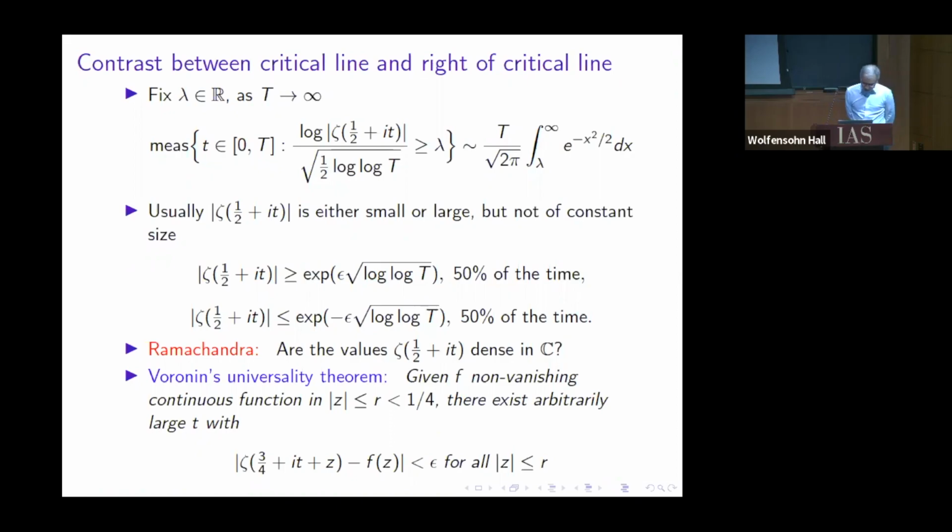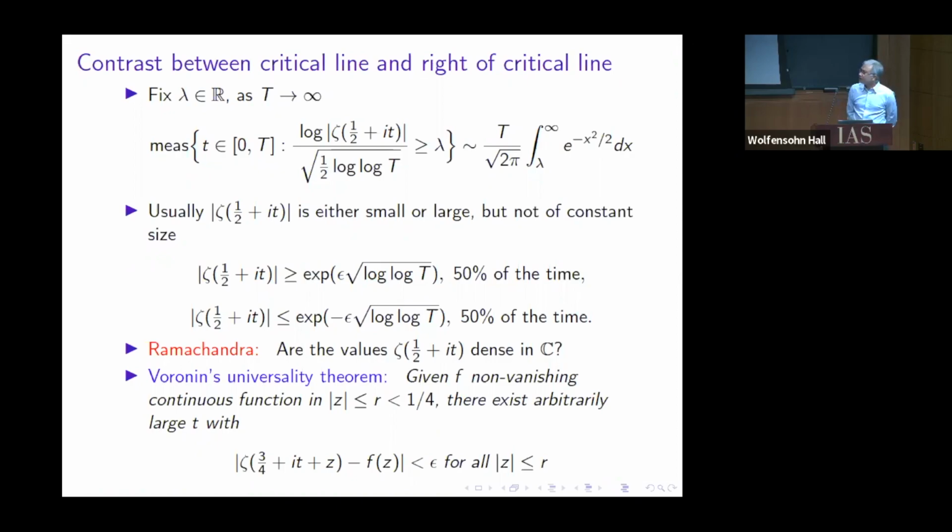So there's a very nice problem raised by Ramachandra on this. If you take simply the values of zeta of 1/2 + it, do you get close to every complex number? And this is still an open problem. I think if you knew things about the moments of the zeta function, imaginary moments of the zeta function, then you would be able to make this precise, which was, I think, made precise by Kowalski and Nikeghbali.